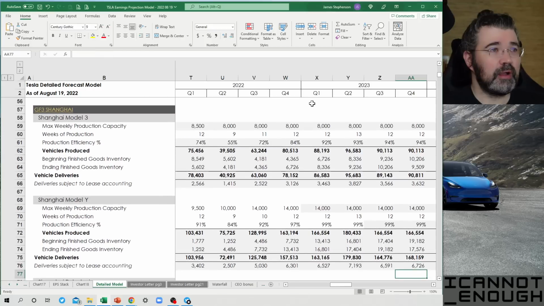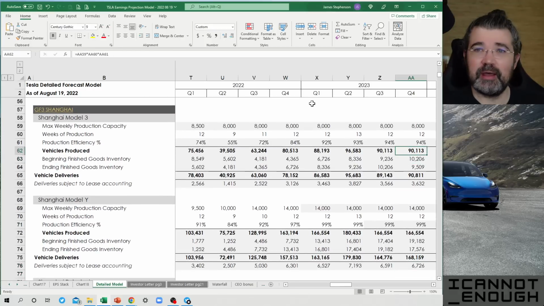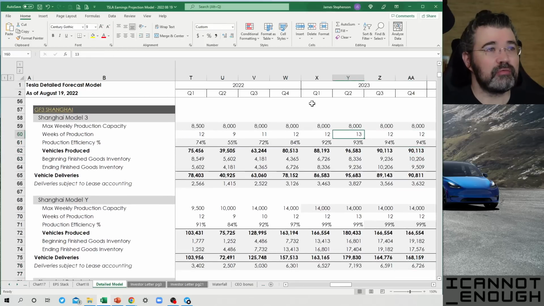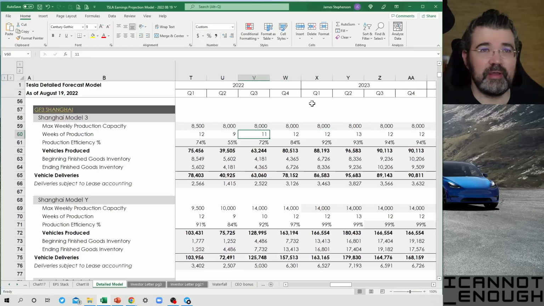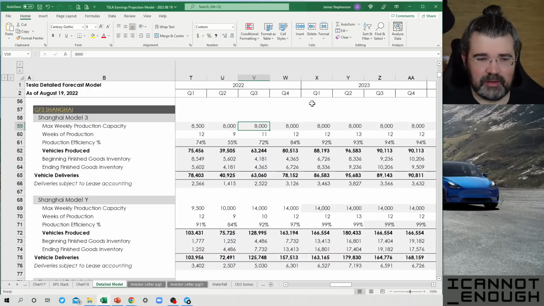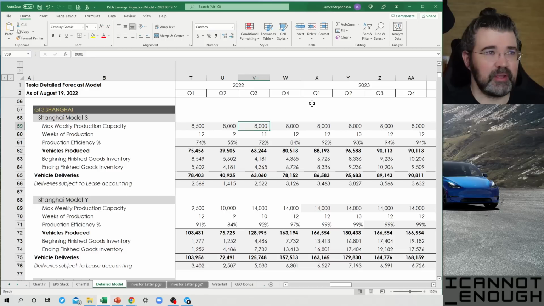Then for Gigafactory 3, Shanghai, this is our first Shanghai vehicle. So I've got the production capacity at about 8,000 per week there. So that would get you a little over 400,000 per year of just Model 3 from Shanghai.